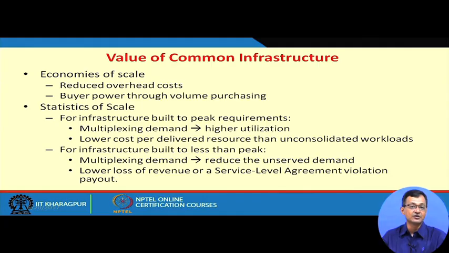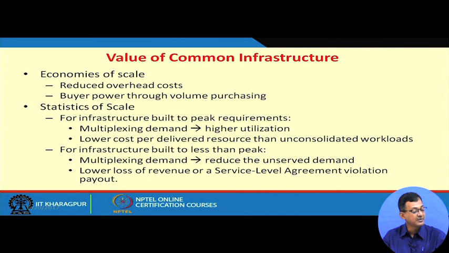There are statistics of scale on the other end, for infrastructure built on peak requirement. I build infrastructure assuming all my students will be there in the class, or all will register for the course. Multiplexing demand may help me achieve higher utilization and lower cost per delivered resource than an unconsolidated workload. If it is consolidated, the cost will be lower. Now consider infrastructure built for less than peak.